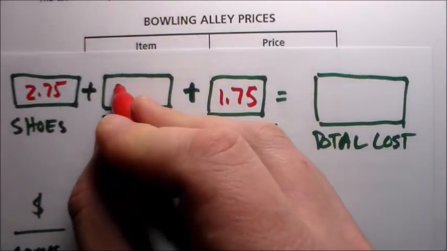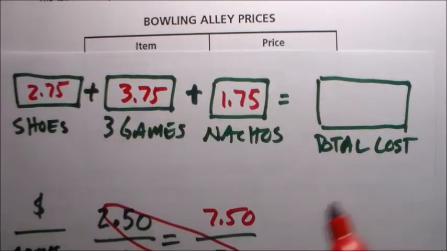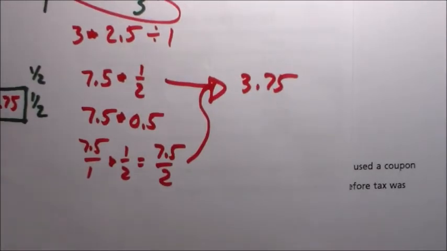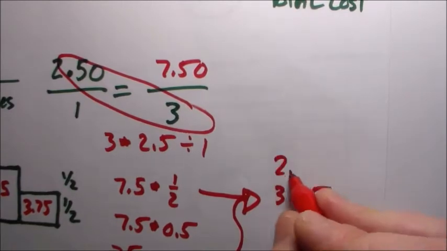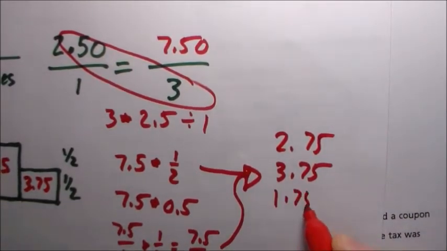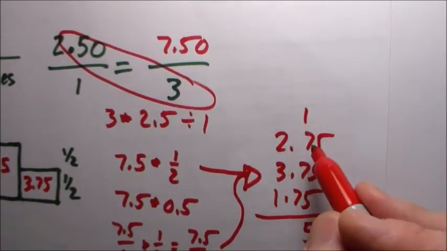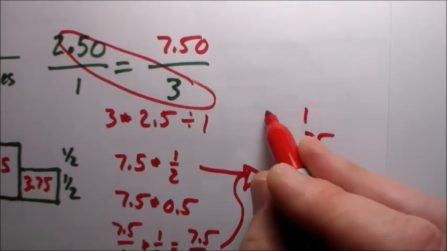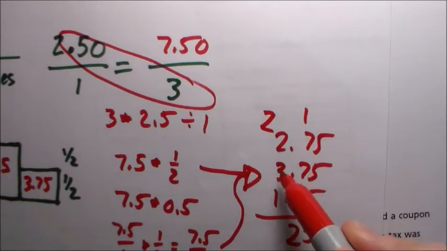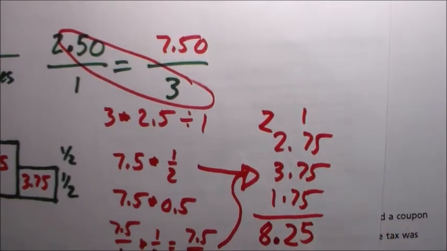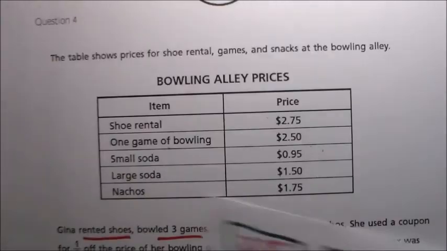3.75. Okay, so we have all our numbers: 2.75, 3.75, and 1.75. Let's add them all together. We have 2.75, plus 3.75, plus 1.75. 5 plus 5 plus 5 is 15. Carry the 1. That's 1 plus 7 plus 7 plus 7 is 22. Carry the 2. 4, 5, 6, 7, 8. Bring down the decimal point. 8.25 is going to be our answer.